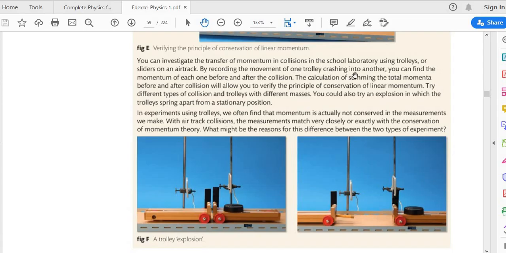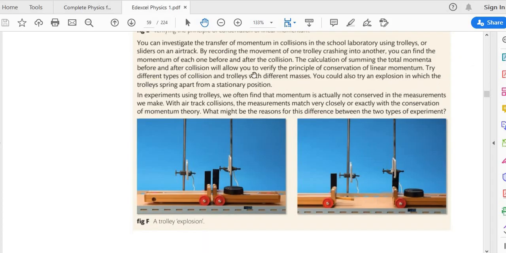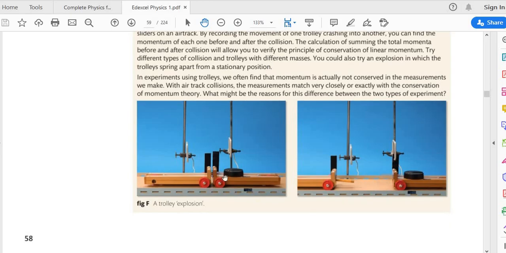By recording the movement of one trolley crashing into another, you can find the momentum of each trolley before and after collision. The calculation of summing the total momenta, plural of momentum is momenta, before and after collision will allow you to verify the principle of conservation of linear momentum. Try different types of collision and trolleys with different masses. You could also try an explosion in which trolleys spring apart from a stationary position. So we can use a light gate or a motion sensor to find the speeds or velocities of the trolleys after the explosion.